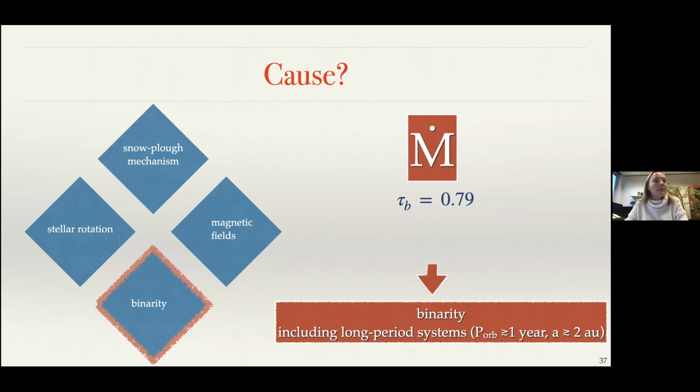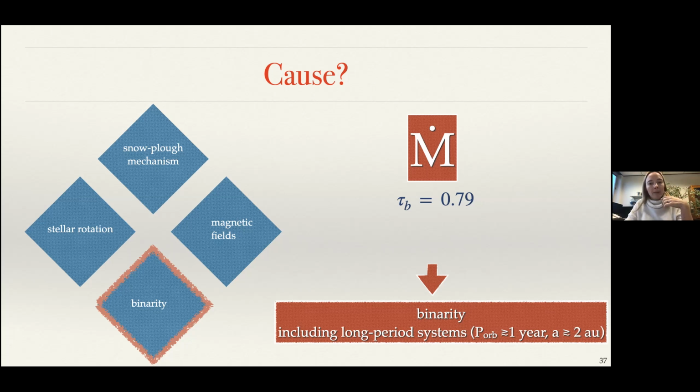But you see immediately that I open the picture. It's not only binarity towards binaries which have a short period, but it also includes the picture of having long period binaries, which have periods above a year, and which have quite a large separation, above 2 astronomical units. And I need to explain why we say it like that.